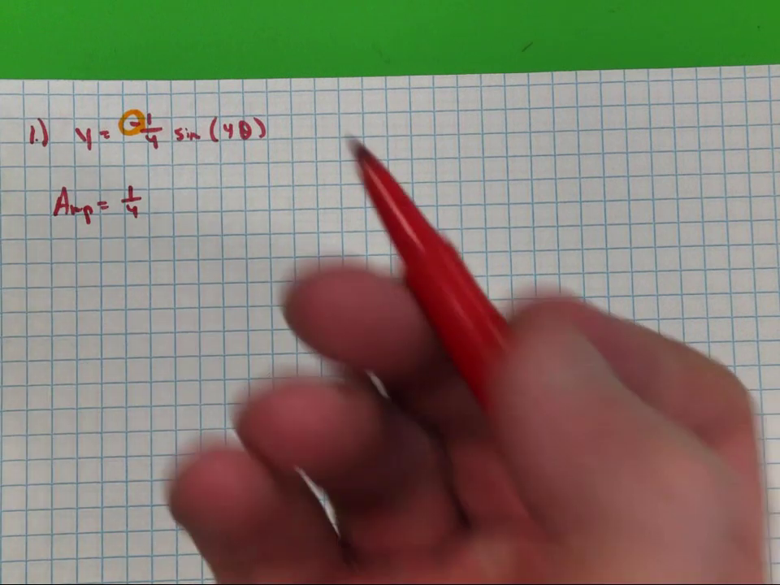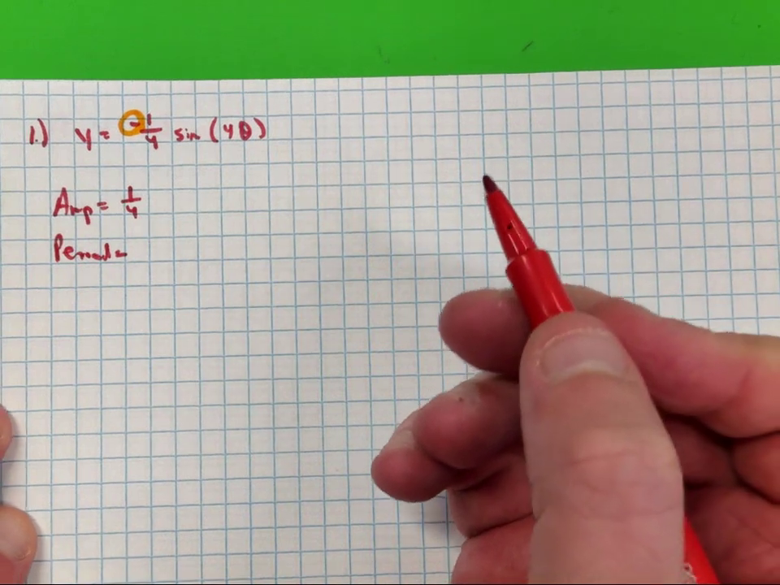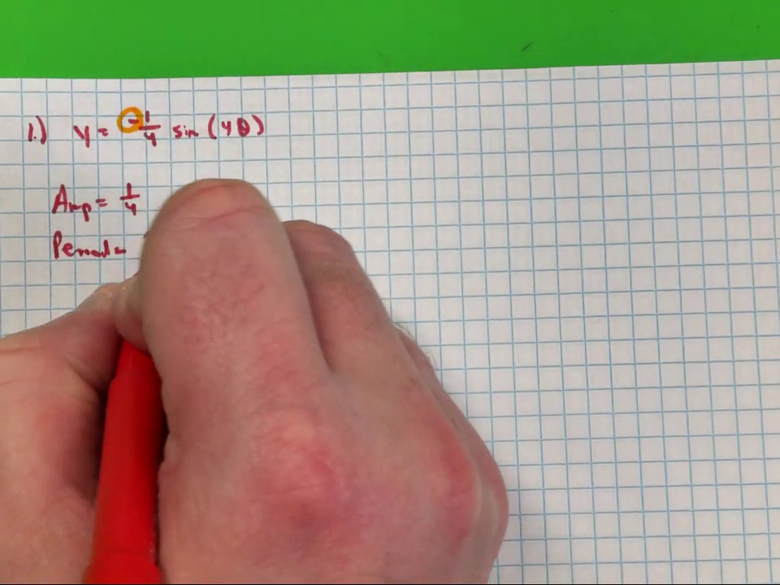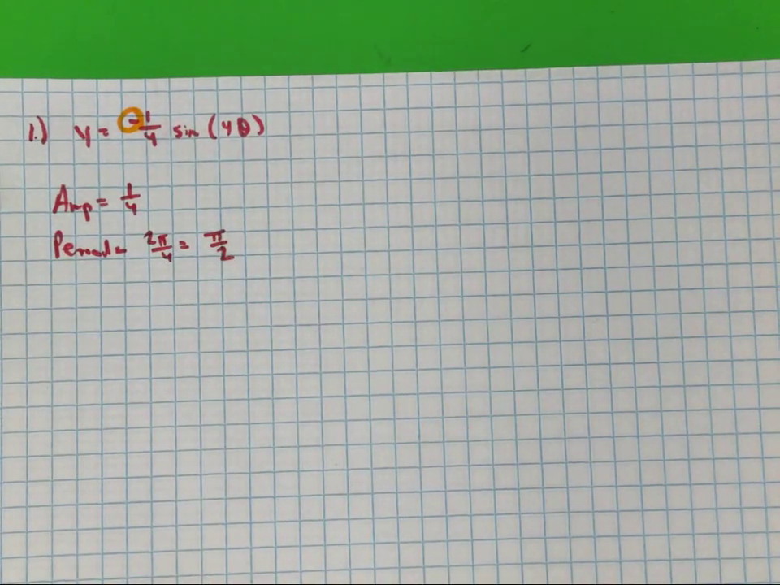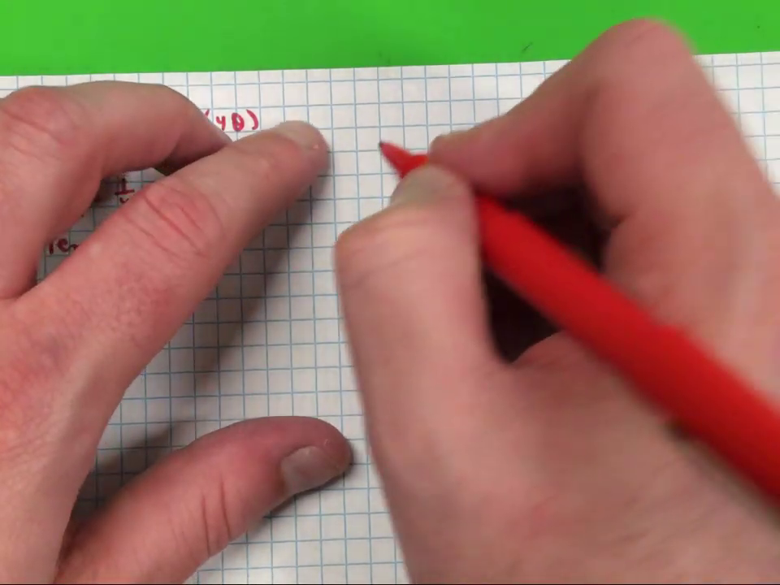Okay. What's my formula for finding my period? B. Okay. What is my B? 4. Okay. So 2 pi divided by 4, which is pi over 2. There's no phase shift, there's no vertical shift, so there's no need for me to make a table. Okay. So I'm going to draw a graph.